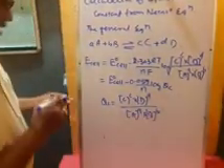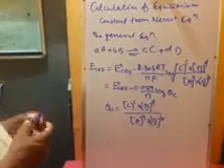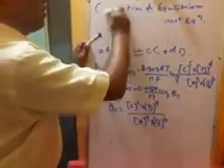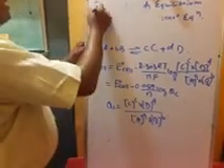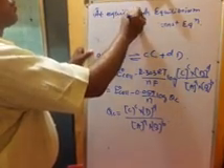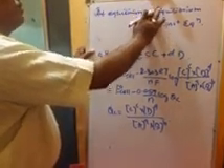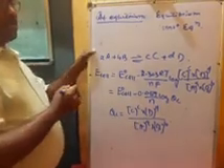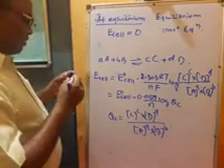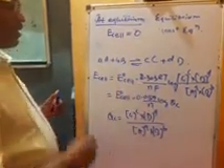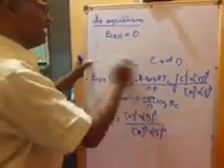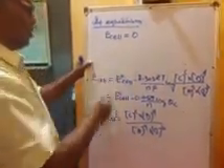Now, at equilibrium, the condition is that no current is drawn from the cell. What is the condition for equilibrium? At equilibrium, no current can be drawn from the cell. That is, E cell is equal to 0, because at equilibrium the rate of forward reaction becomes equal to the rate of backward reaction, and you cannot get any current from the cell. Therefore, E cell is equal to 0.